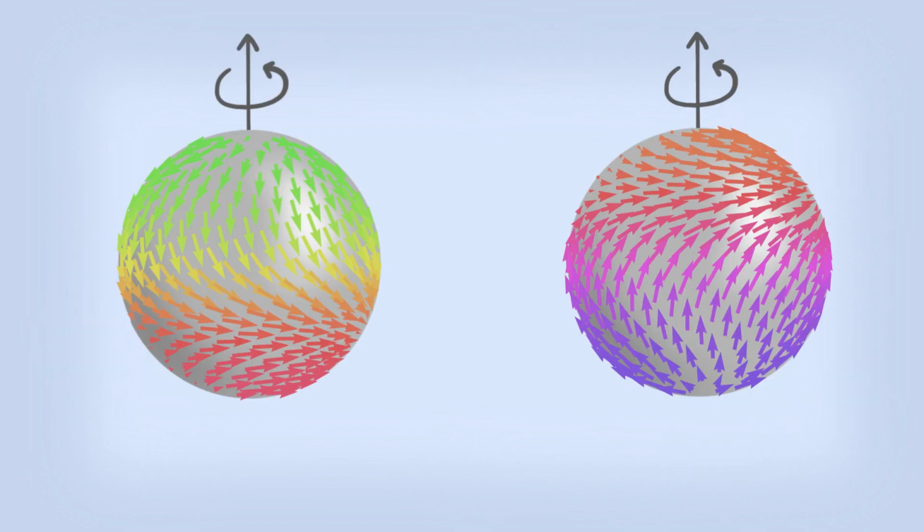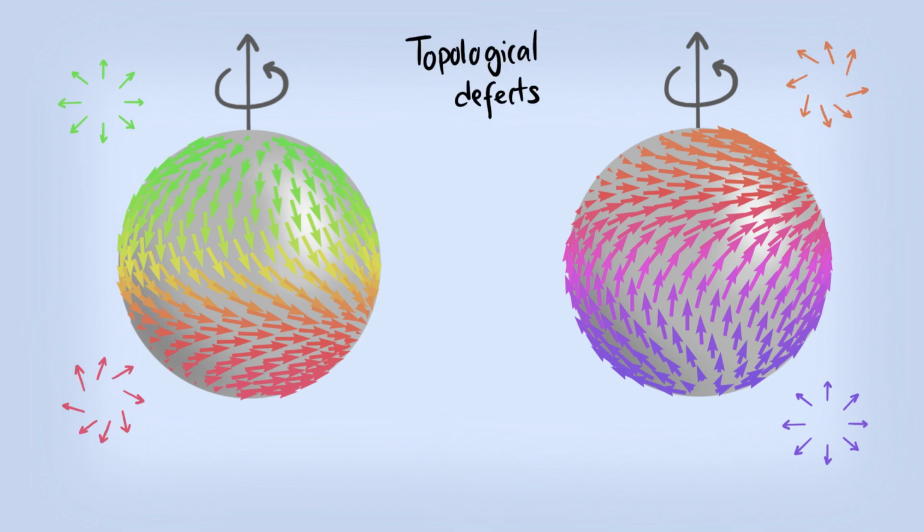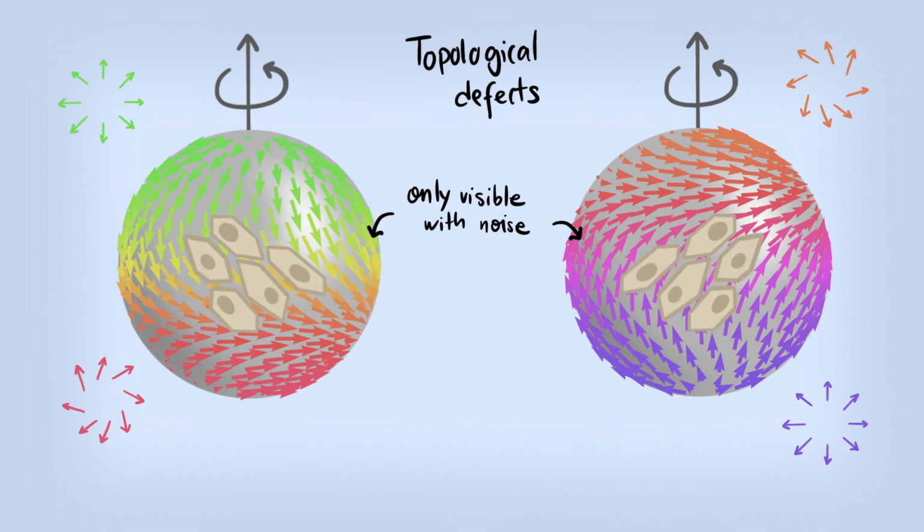To find out, we looked at how traction forces align on the sphere. We found that they orient radially or in a spiral around each pole, forming so-called topological defects. The asymmetry of the defects reflects the chirality of traction force organization, which is present even without the noise. However, the cell shape pattern can only reflect the chirality of traction forces in the presence of noise.